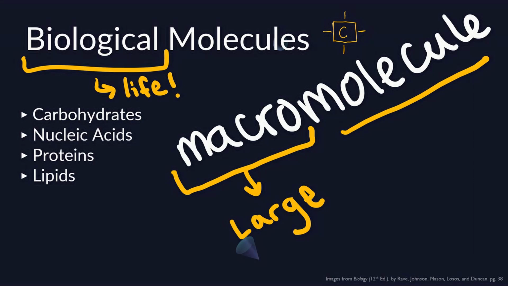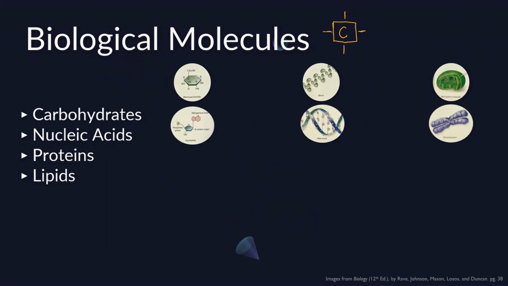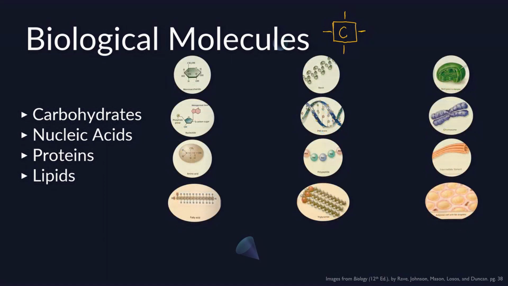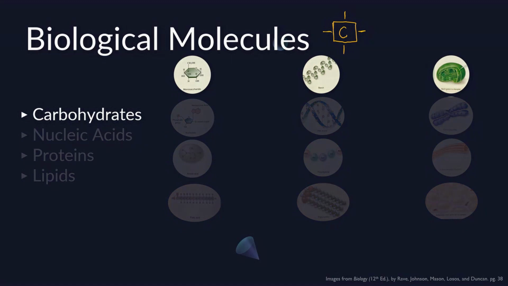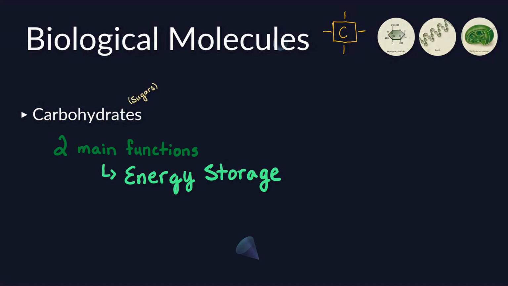Okay? Okay, so these big biological macromolecules, as we briefly went over, are our carbohydrates, our nucleic acids, our proteins, and our lipids. Let's go ahead and get started learning a bit more now about carbohydrates. Carbohydrates, which most people just commonly call sugars, have 2 main functions. They are used for energy storage and as structural molecules, or molecules that help provide structures to things.